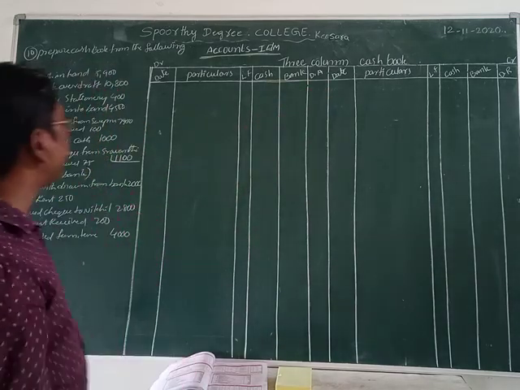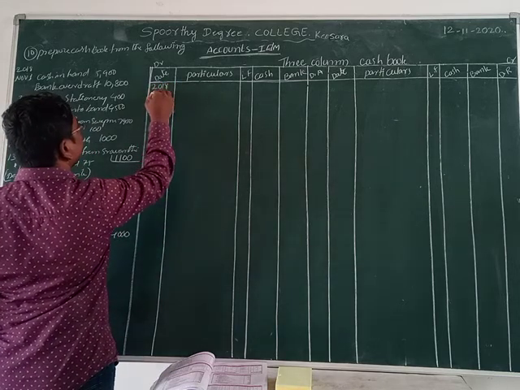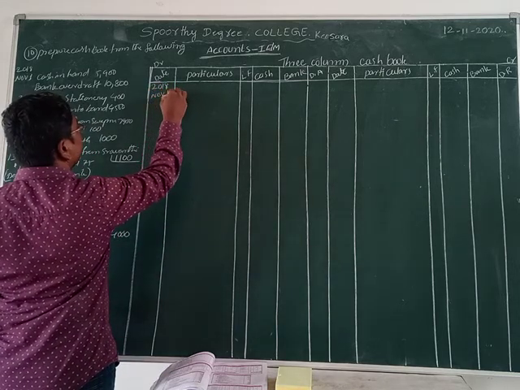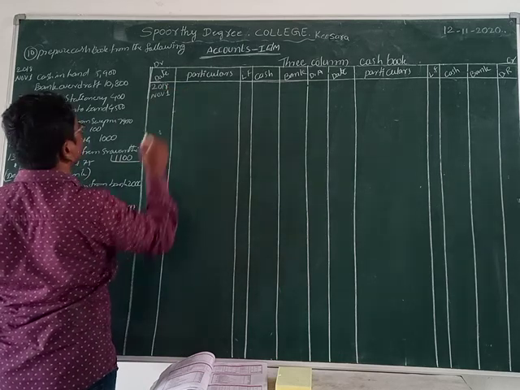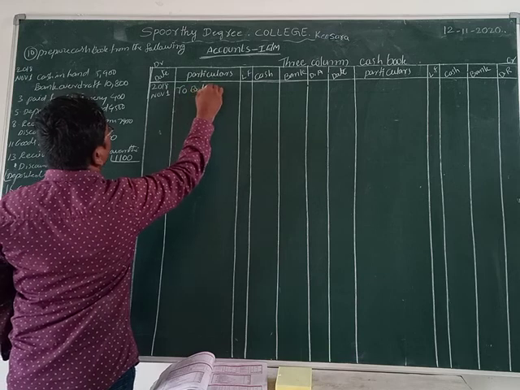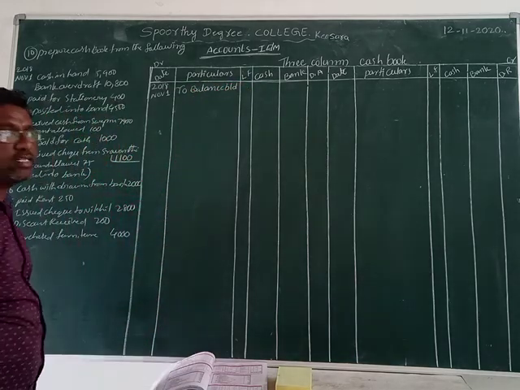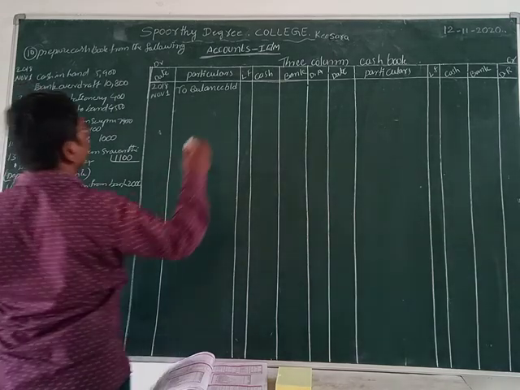Okay, now let us start. 2018 November 1st. What can we write? To balance brought down. Isn't it, friends? Balance brought down. That amount is what?